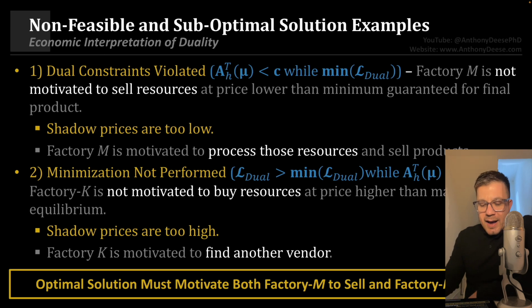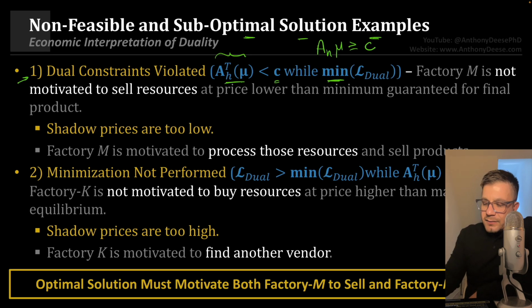So let's take a look now at some non-feasible and suboptimal solution examples, because I think this also will help us understand why the dual problem is formulated the way that it is. So the first one we're going to look at is what happens if the dual constraint is violated. Normally, A^T mu must be greater than or equal to C, but what if it's less than C? What if the cost to produce a single unit of the product is less than the price at which it may be sold, while we're assuming that we've optimized, right? We've minimized our dual Lagrange function.